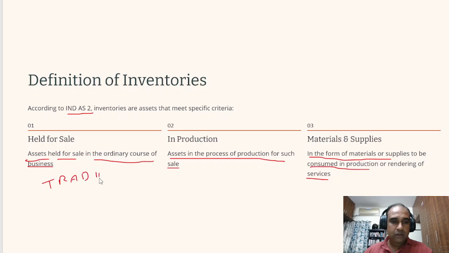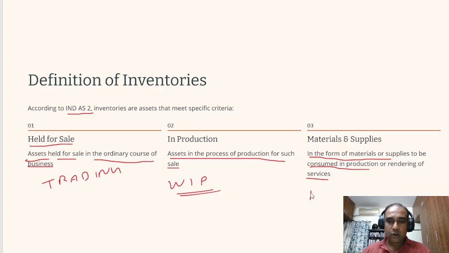Assets which are held for sale are mainly related to trading activity. A trader purchases some goods for the purpose of resale. The goods are already in finished form and can be directly sold. That is the point discussed here. Assets in the process of production are work in progress. That means you are using inventory for further production. It is under the process of production, and that is called work in progress. Then there is material and supplies to be consumed in production or rendering of services.